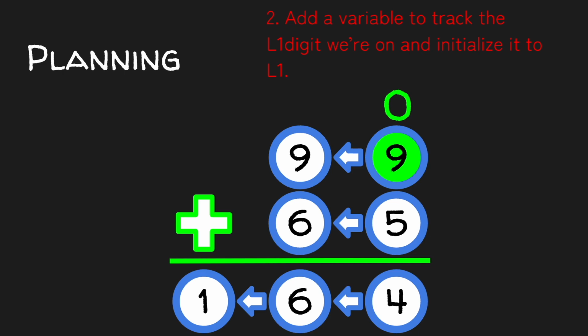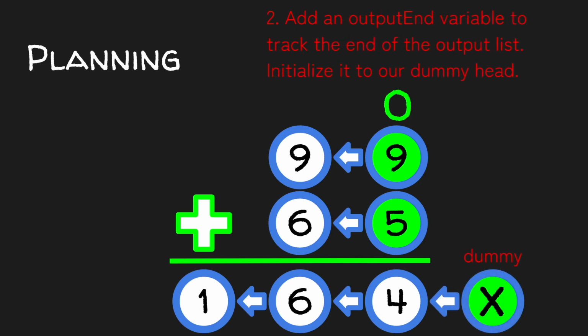And we also need to add a variable to track the L2 digit we're on, and we can initialize this variable to L2. And the last variable we need is an output end variable to track the end of our output list so we can keep on adding nodes off the end of our output list. We can initialize this variable to our dummy head.